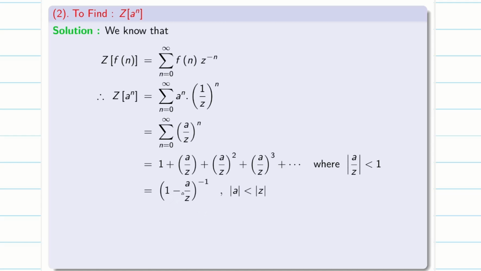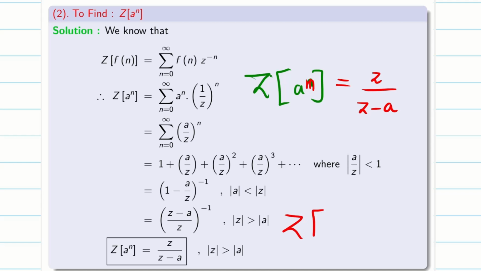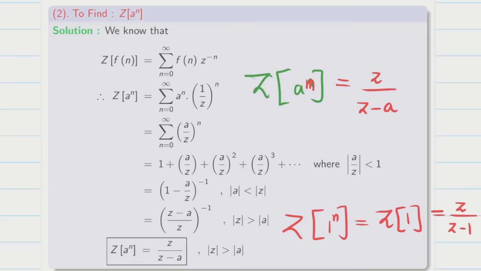So I can use the same formula which we used in problem 1. I can write it as 1 minus a by z. Taking LCM and simplifying this, we'll be getting the answer z by z minus a. So Z of a power n is going to be z by z minus a. Now you see, if a equal to 1, it will become 1 power n. 1 power anything is 1. Therefore, it is going to be z by z minus 1.